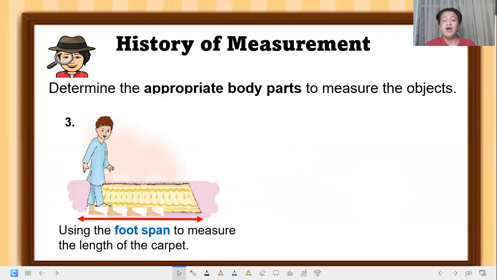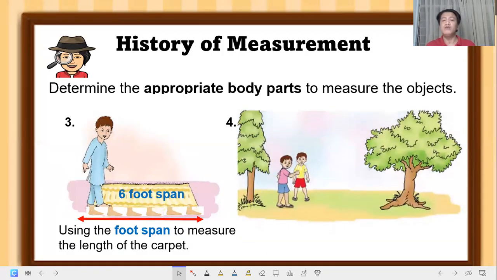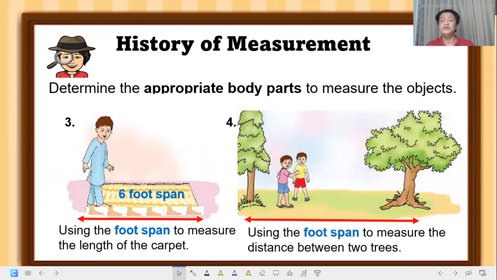And then, how many foot span? That is equal to 6 foot span. Okay, yung kanyang carpet. And then, last one, we also have to find or determine what appropriate body parts to determine the distance between two trees using the foot span. Okay? So, bibilangin mo lang din ang iyong paa kapag pinagdikit mo yan.